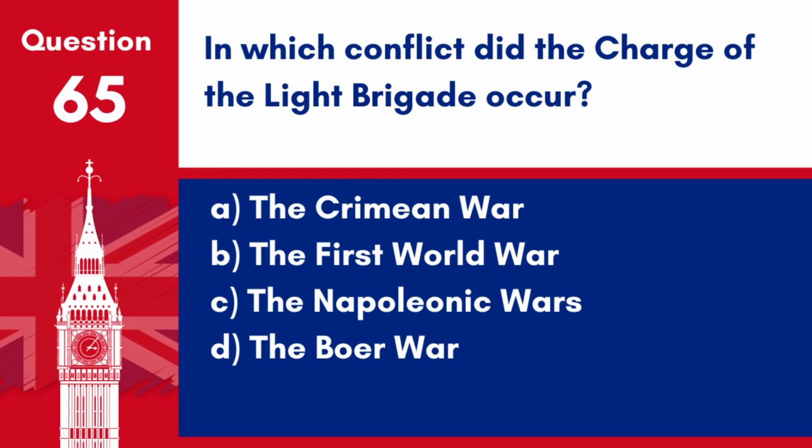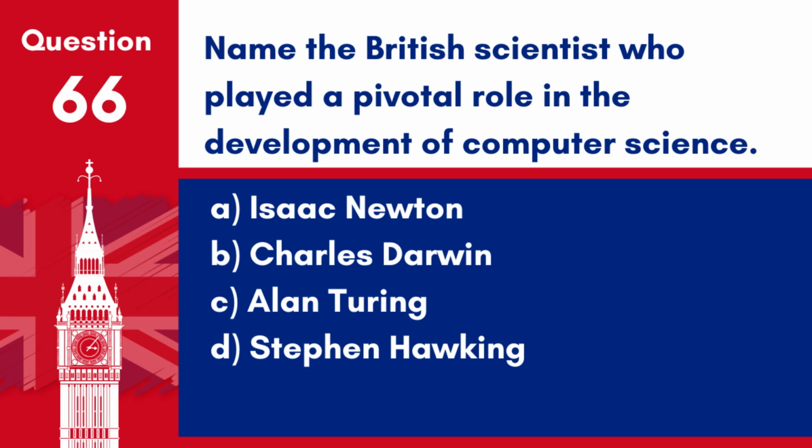Question 65. In which conflict did the charge of the Light Brigade occur? A. The Crimean War. B. The First World War. C. The Napoleonic Wars. D. The Boer War. Answer. A. The Crimean War. The charge of the Light Brigade, a famous but disastrous cavalry charge, occurred during the Battle of Balaclava in 1854 in the Crimean War.